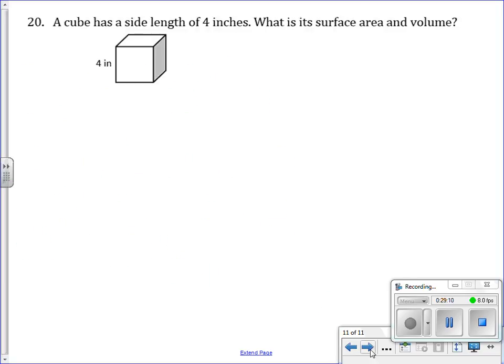All right, a cube has a length of 4 inches. What's its surface area and volume? Okay, surface area, just like the cube we did a minute ago when it was all stretched out, this is 4 by 4. So we have 4 times 4 equals 16. And we need to times this by 6 because we have 6 of the exact same squares. And that would be all of my surface area. And so when I do that, I wind up with 96 inches squared. This is my surface area.